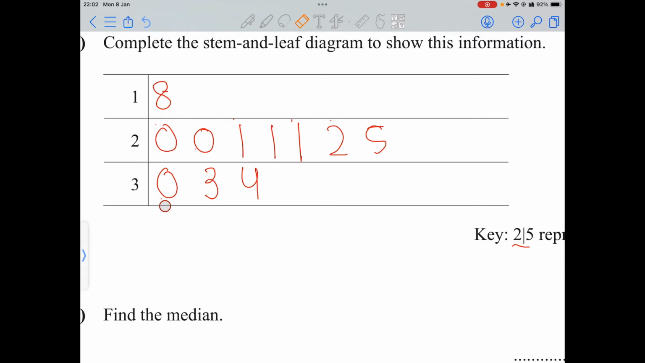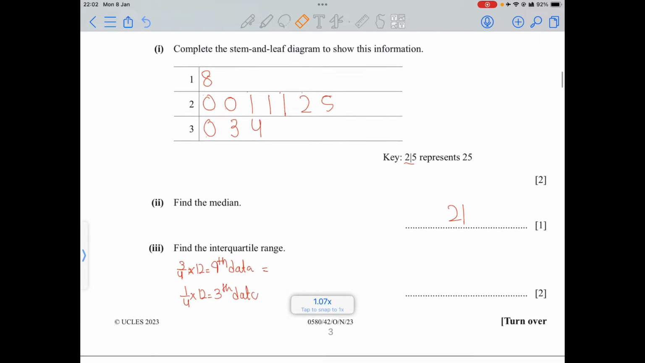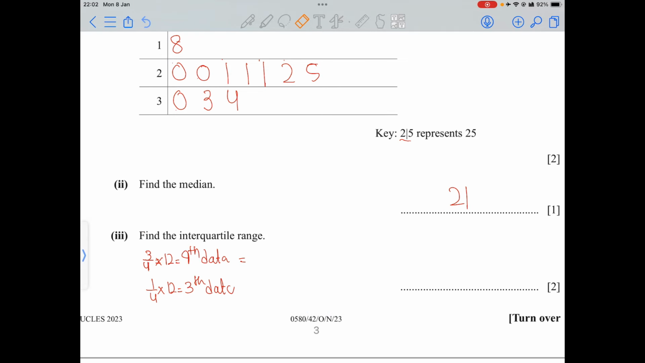Alright. Now, in finding the interquartile range, the 3rd data is basically 20 because 1, 2, and 3, so it's going to be 20. Remember reading the values according to the key. And the 9th data, however, is 1, 2, 3, 4, 5, 6, 7, 8. Wait, what? 11, 10, 9. So it's going to be 30. So the interquartile range is 30 minus 20, which equals 10.